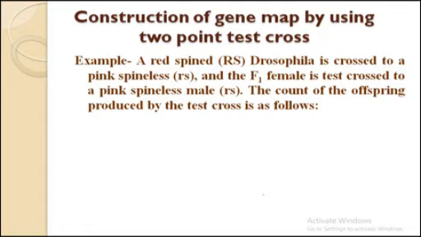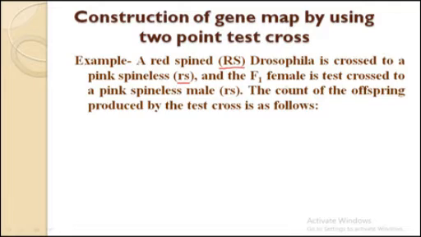For better understanding, we will take an example. We have selected two parents here, a red spined Drosophila and a pink spineless Drosophila. The red spined Drosophila, which has the genotype capital R capital S, is crossed to a pink spineless which has small r small s genotype. So one is with red color and spined body and another is with pink color and spineless body.